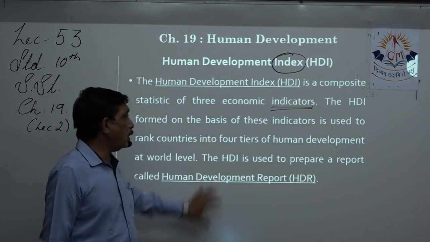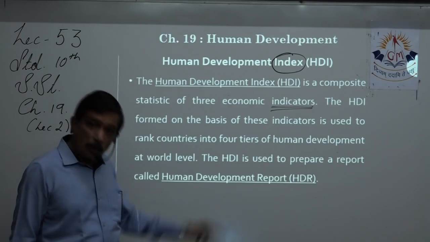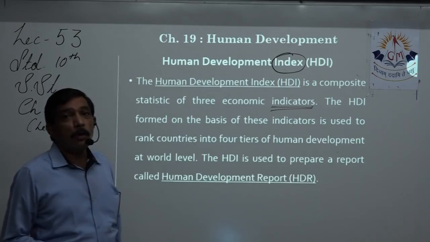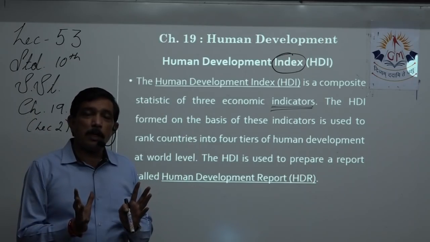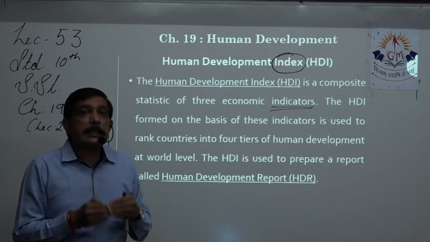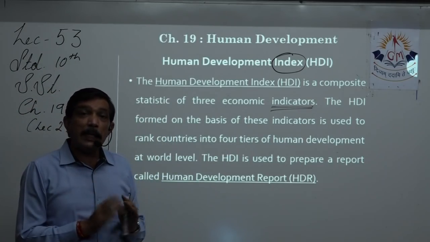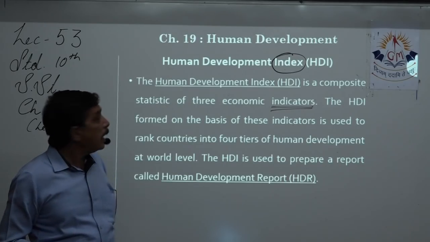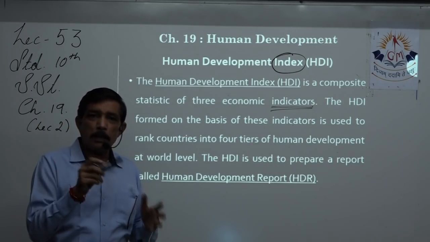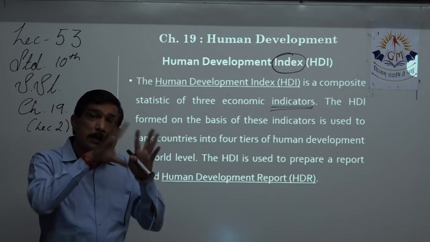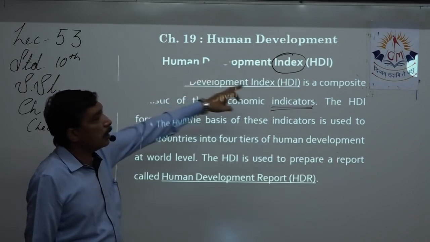But we are just simply reading this. These indicators are used to rank countries into four tiers. That also we'll know. Tier means level. So first, a composite: collecting information about everything from one country, and in the same way collecting the same type of information from all the countries. Then we do some statistical analysis, and then we take three economic indicators to indicate, right? So we take these three indicators and use them, and the HDI is formed. Then we come to the Human Development Index.